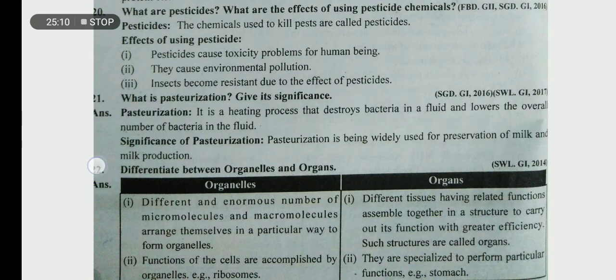What is pasteurization? Pasteurization is the heating process that destroys the bacteria in the fluid and lowers the number of overall bacteria in the fluid. According to the British standards, temperature between 5 degrees centigrade and 65 degrees centigrade is the living zone. If you want to preserve your food, you need either to decrease the temperature below 5 degrees centigrade or to increase the temperature above 65 degrees centigrade. Significance of pasteurization: it is used for the preservation of the milk and the milk products.